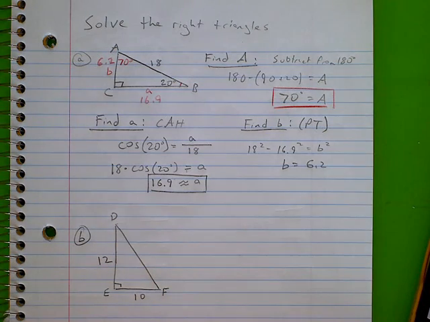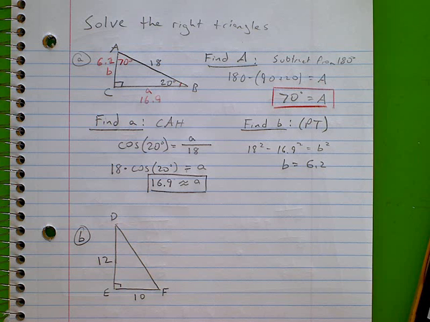Okay, so something to look for here. If you get an answer that's longer than 18, you know you did something wrong, because the hypotenuse is supposed to be the longer side. So most of the time, if you make a mistake, you'll end up either with a triangle that can't really be a triangle, or you'll end up with some side longer than the hypotenuse. So just look at your triangle after you've solved it and make sure your triangle looks okay.